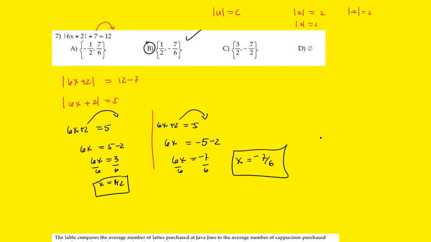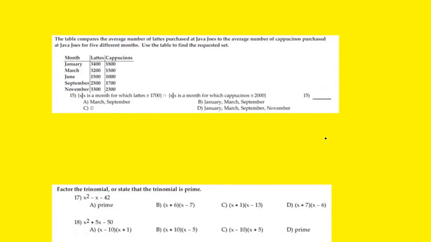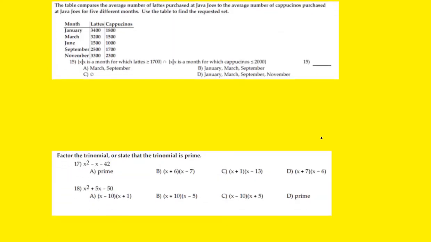So now let's go to the next one. You remember this one because I'm going to ask this on the test. The Java Joe's problem. How do we do this one? First they say, the table compares the average number of lattes purchased at Java Joe's to the average number of cappuccinos purchased at Java Joe's for 5 different months.